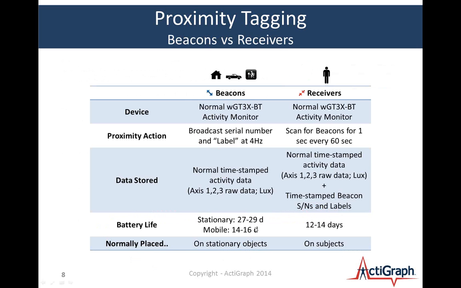And just a note on the battery life, a stationary beacon, you can expect about 27 to 29 days of battery life. If it's being worn on a person, that goes down to about 14 to 16 days. A side note about beacons, they can be plugged into a wall outlet to act strictly as a stationary object. And so if you wish to do that, that is an option. And of course, your battery life is not a problem at that point. Receivers, however, about 12 to 14 days on a single charge for a battery. And beacons are normally placed on stationary objects. That's not required by any means, but it's just a normal use case as it stands today. And receivers are typically placed on subjects.